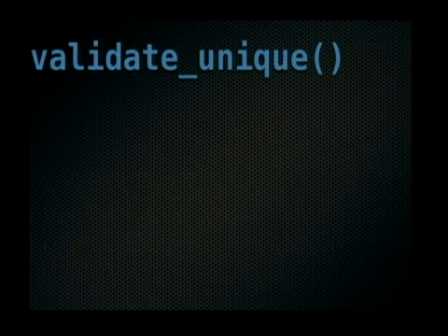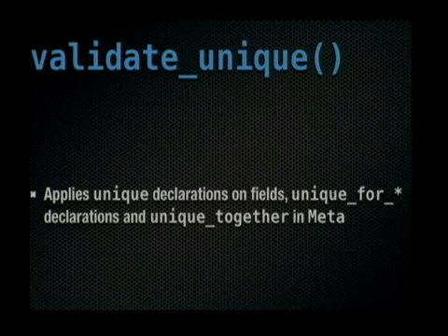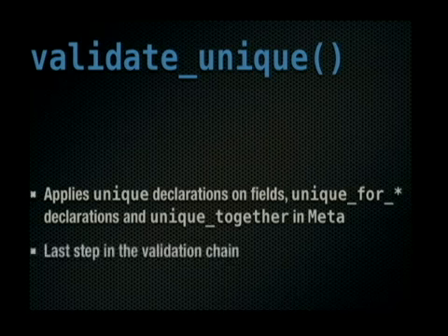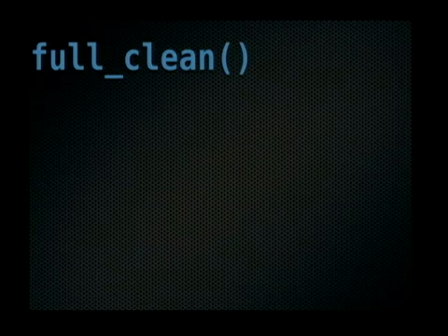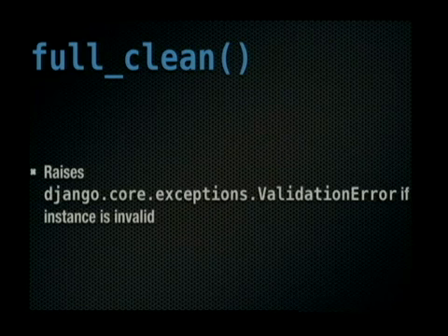Then there's validate unique. This is going to look at all of the unique constraints you've declared on your model, your unique declarations, your unique for date declarations, your unique together declarations, to make sure that they're all correct. This is the last step in the model validation chain. There is a full clean method as well. Basically, this is everything being run at once. It ends up raising django.core.exceptions.ValidationError if you have an invalid model instance. This is the way to do it.